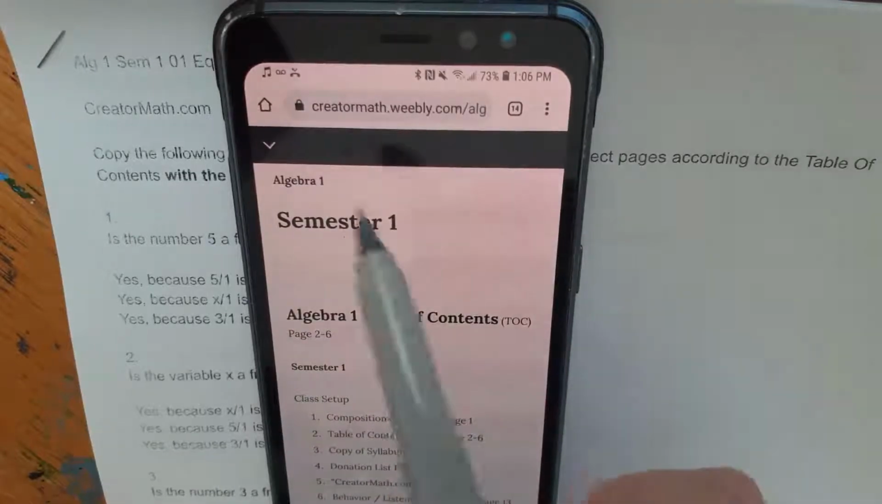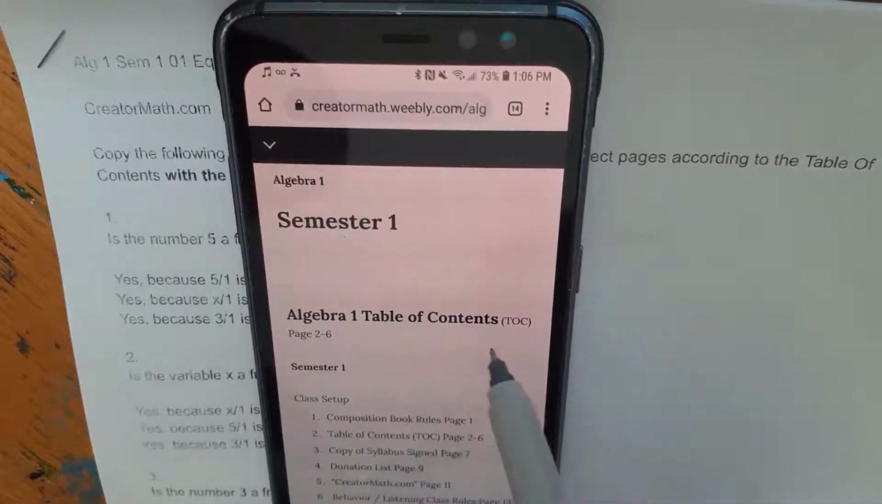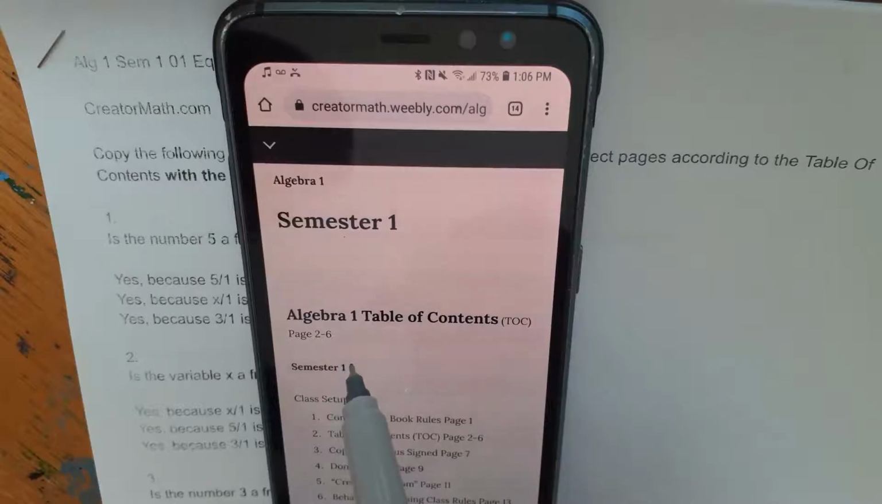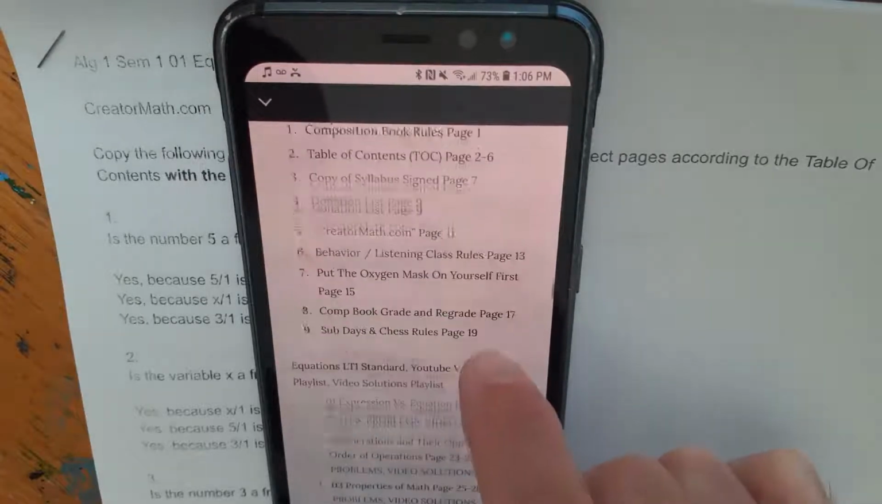Now I'm going to find the semester for this video. This one's in semester 1. This is the table of contents for semester 1. It should have been written already by you on pages 2 through 6 of your composition book. If you haven't done it already, please stop what you're doing now. Watch the video on how to number the pages of your comp book, and then watch the videos of excellent comp books. You'll get an idea right away of what that table of contents looks like.